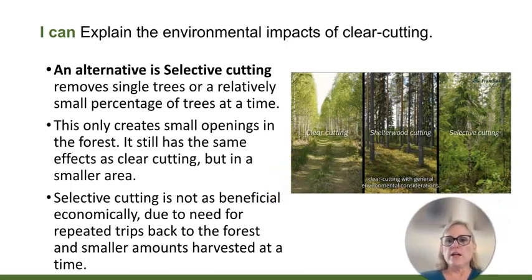Okay, so we have selective cutting that we've talked about as well. Selective cutting only leaves small openings in the forest. It has some effects of clear cutting, but in a smaller area. It's not as good economically because you've got to go back and forth to the forest. You can only harvest smaller amounts at a time. It's also less safe, because if you clear cut, it's actually safer machinery for loggers than if you cut this tree and that tree in the forest, because as trees fall, they can get stuck on other trees, and how they fall can be unpredictable for loggers. So it's actually safer to clear cut than it is to selectively cut.